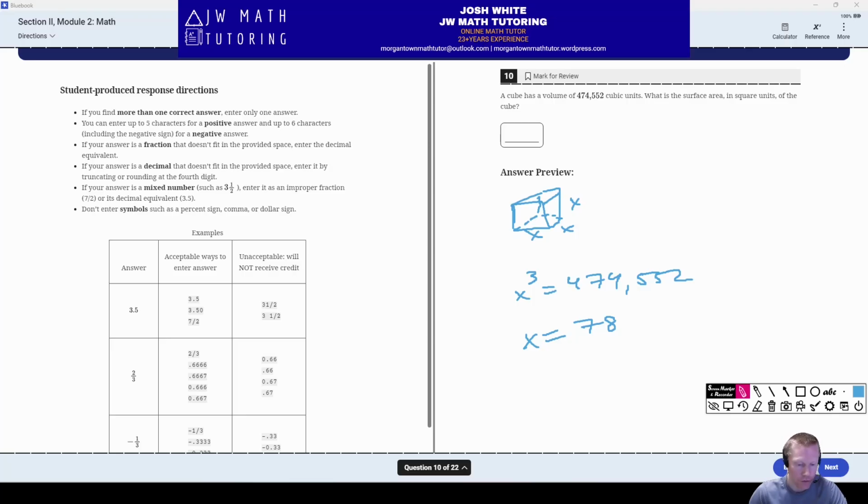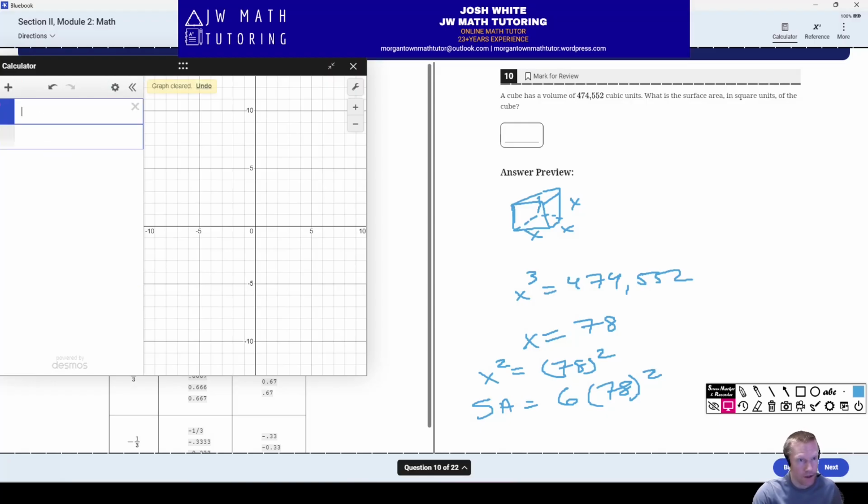Now, the easiest way to find the surface area is to notice that for one face, the area is going to be just x squared, i.e. 78 squared. And then there are going to be 6 faces, because there's going to be a front and a back, top and bottom, left and right. So the expression for the area is really just going to be 6 times 78 squared. So we can just go to Desmos, punch that in.